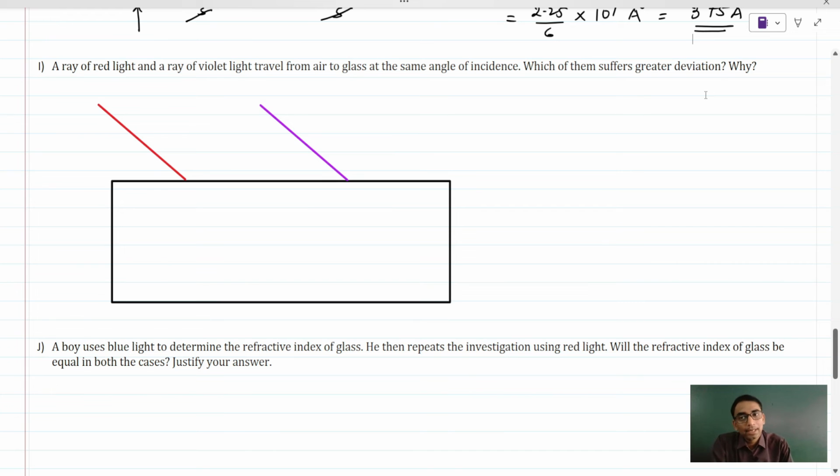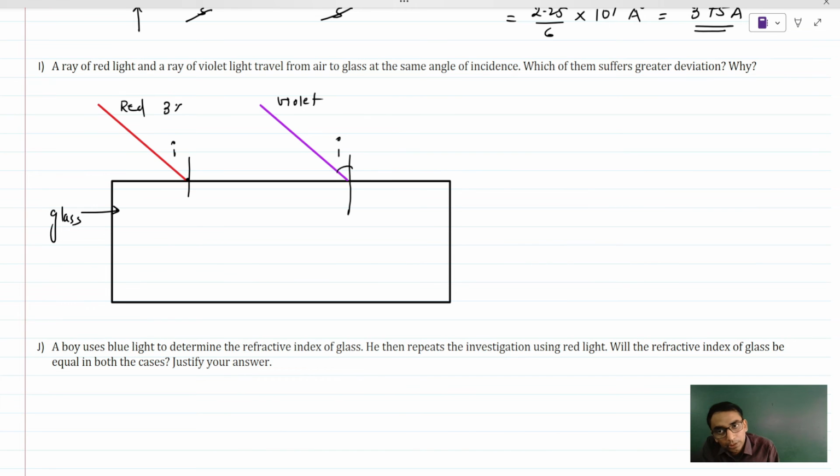Next question, a ray of red light and violet light travel from air to glass. So already shown, this is a red light, this is a violet light, and both of them fall at the same angle. The angle of incidence is the same, and this is a piece of glass, correct? Now we do know that white light is composed of 7 colors. All 7 colors, V, I, B, G, Y, O, R, travel with the same speed in air, 3 into 10 raised to 8 meters per second. So here also, and here also.